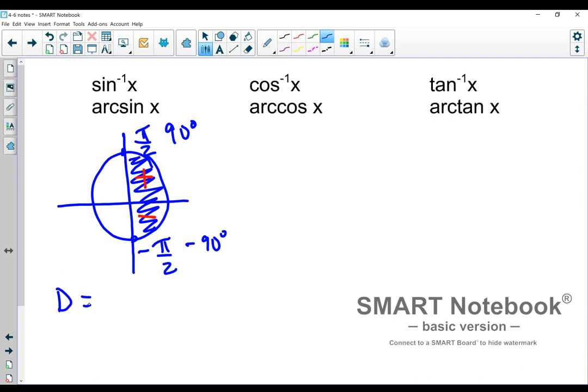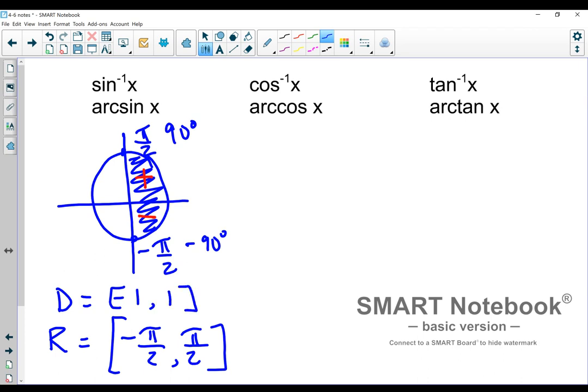Our domain and our range. So our range is really that angle is from the negative pi over 2 to pi over 2. And I'm going to use the interval notation. And then the domain itself is going to be that ratio of sides. And when we divide those out, those are always between -1 and 1. So cosine is going to have the same domain and range. Actually, it's not. It's going to have the same domain, but a different range.